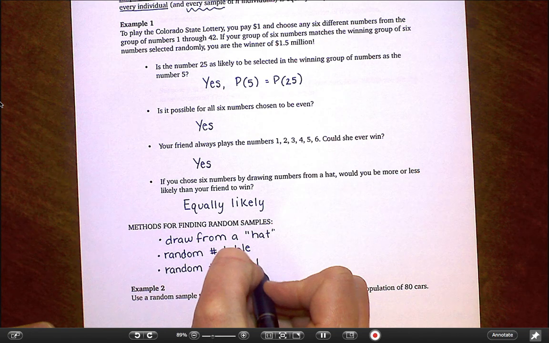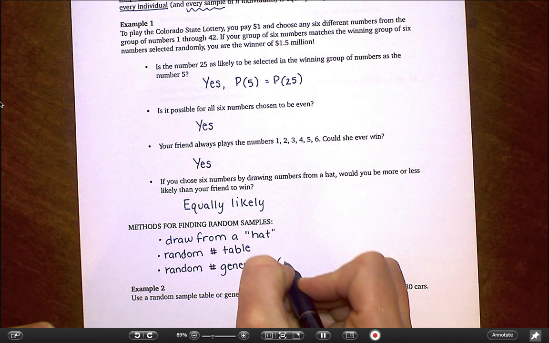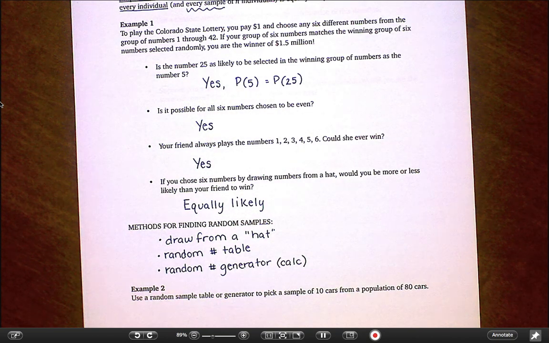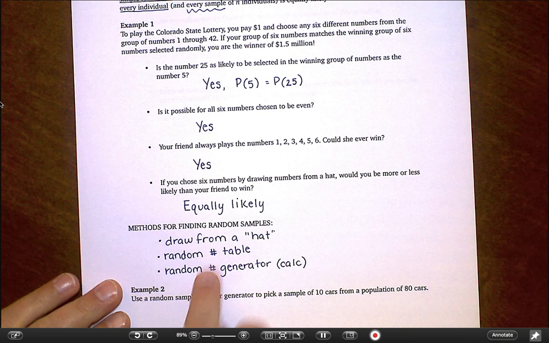That can be found on your calculator. I'm sure there are other technological tools too, like you could go online and just search for random number generator and you can find things that will randomly choose things for you. So those are going to be the big three to focus on. And I'm sure there are other ones that are kind of subgroups of those.